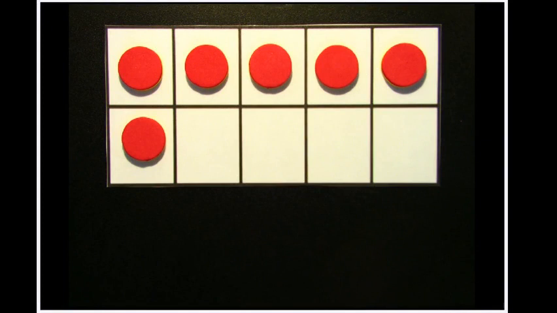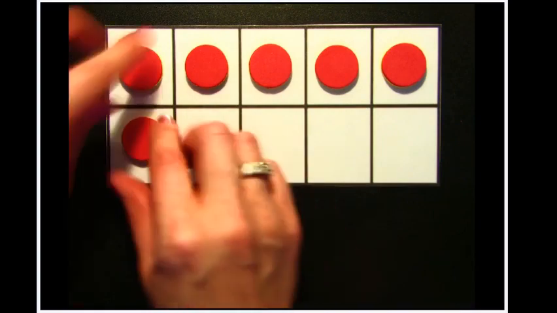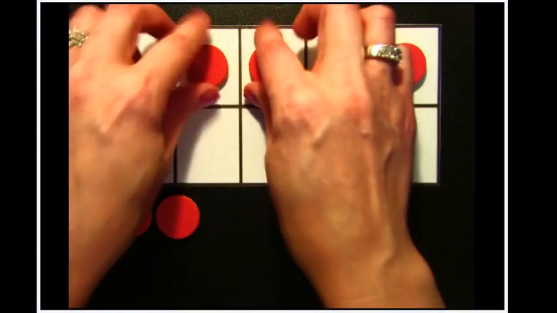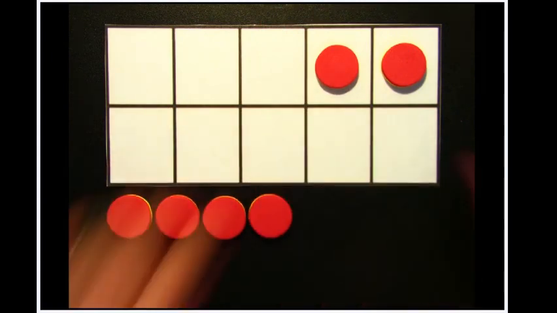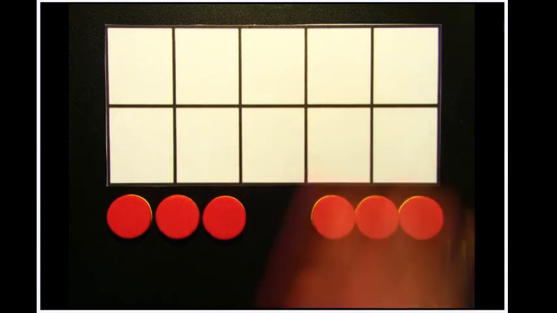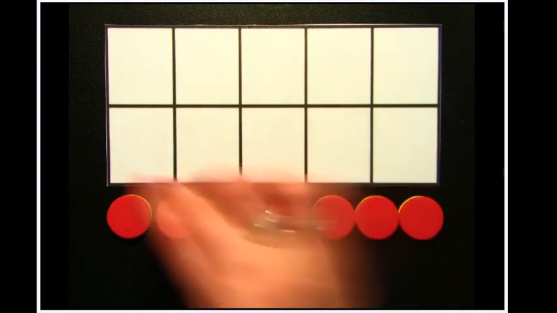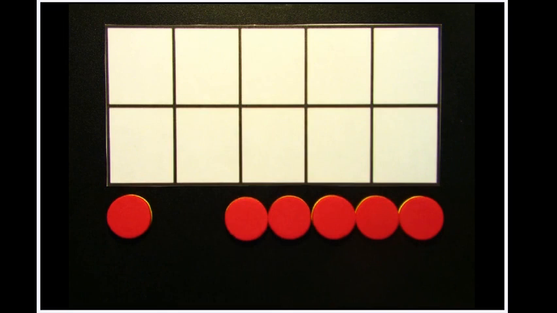Now we're going to decompose or break apart the number 6. So I have 6 total counters here on my 10 frame. I might break this apart into a group of 4 and a group of 2, because 4 and 2 make 6. I could decompose this into a group of 3 and a group of 3, which also makes 6. Maybe even a group of 1 and a group of 5, because 1 and 5 also make 6.